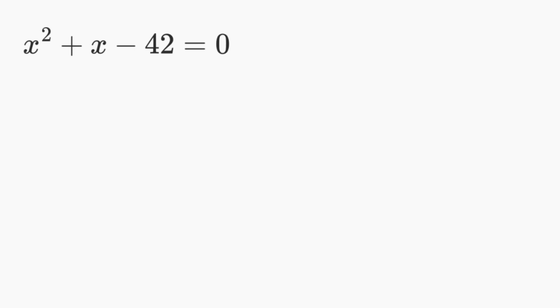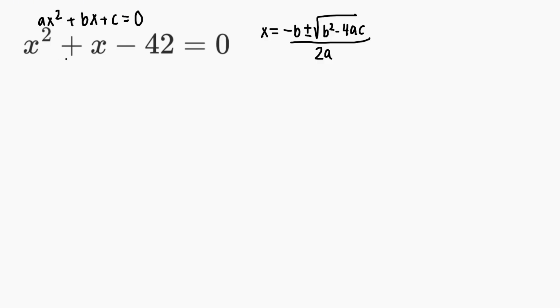Now, let's practice using the quadratic formula to find solutions. Let's start by writing the quadratic formula down. So x equals negative b plus or minus the square root of b squared minus 4ac all over 2a. So we're looking for something like ax squared plus bx plus c equals 0. You can see it's already in this form, so we can directly plug in our numbers.